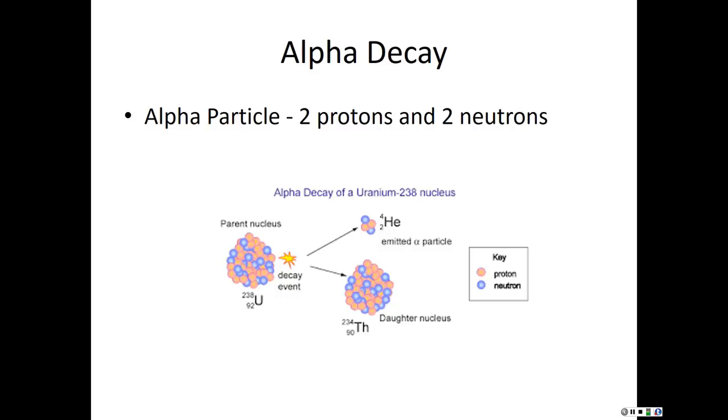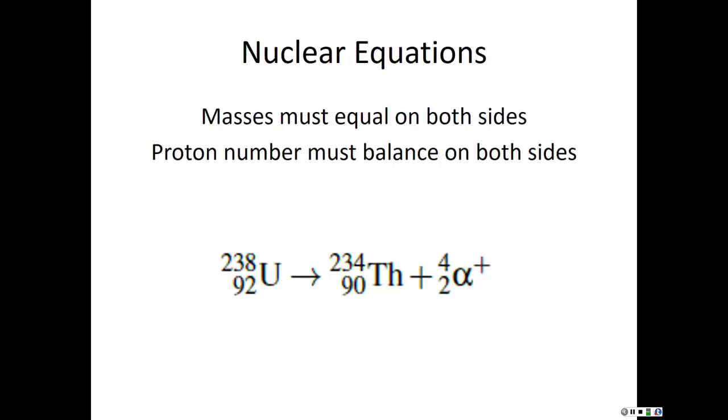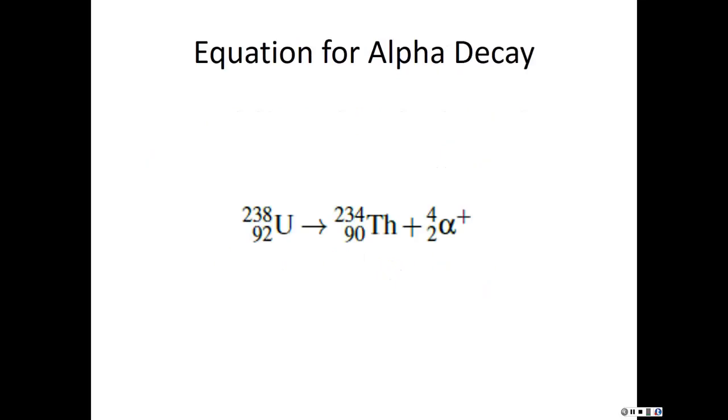So alpha particle is 4 2 He. We could do the same with other particles. Here, for example, there's the uranium one drawn out.